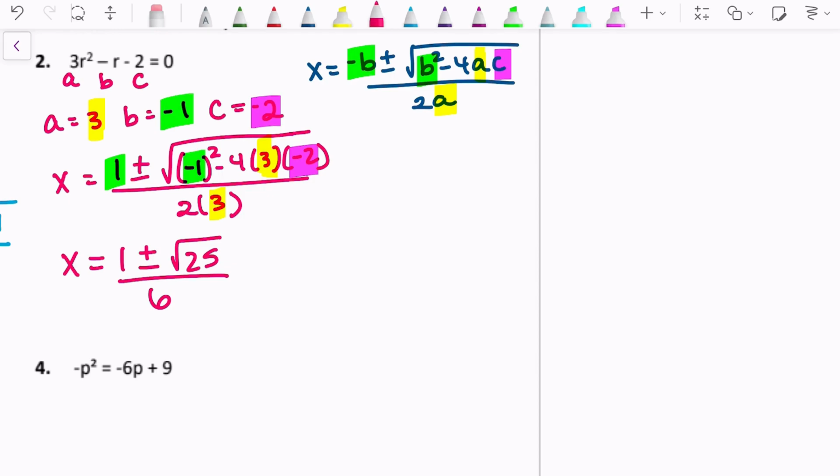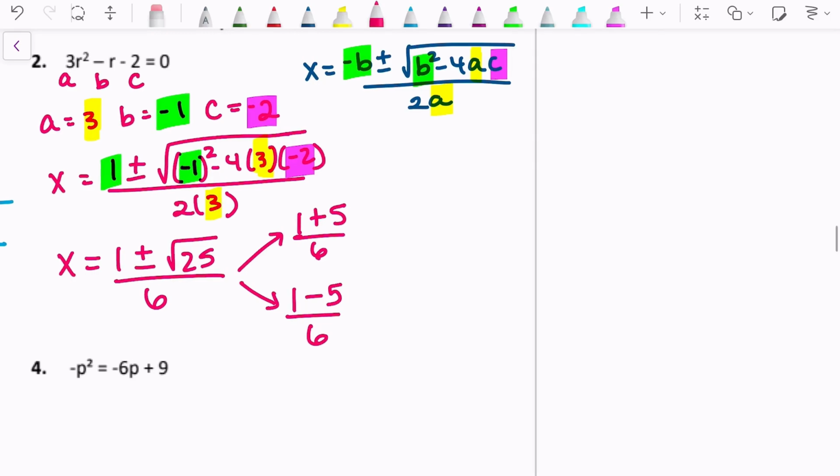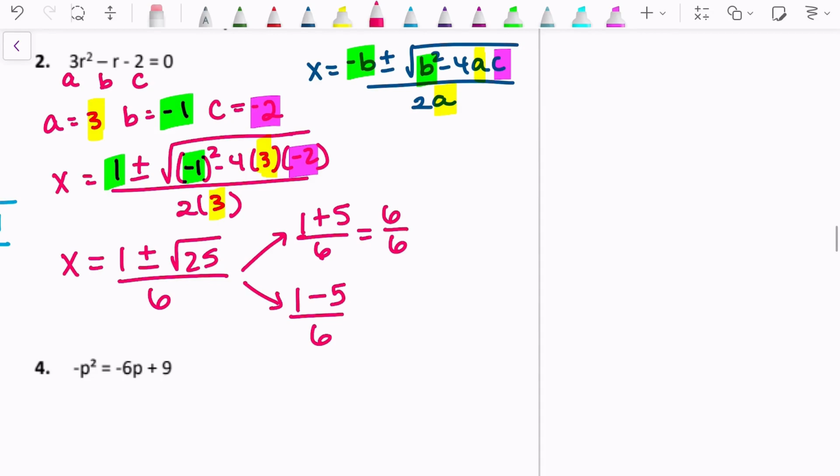And so what I'm going to do here is I'm going to split it into 2. And so I'm going to solve it as 1 plus 5 over 6. And I'm going to solve it as 1 minus 5 over 6 because square root of 25 is 5. I have to do plus or minus 5. 1 plus 5 is 6 over 6 is 1. 1 minus 5 is -4 over 6 is -2 over 3. And so then my two solutions are -2 over 3 and 1.